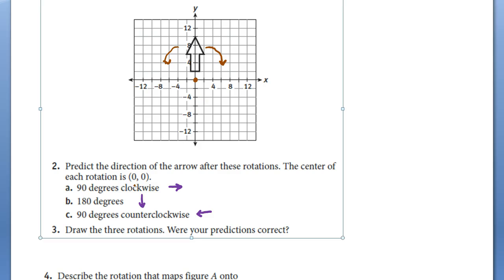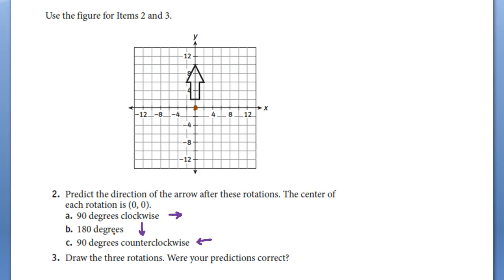So if we go 90 degrees clockwise, I think it will point to the right. If we rotate 180 degrees, so take that arrow and turn it 180 degrees, I think it's going to point down. And if we go 90 degrees counterclockwise, I think it's going to point to the left. Now, number 3 says to draw these rotations up on the grid to see if we were correct. Let's start with question A, a 90 degrees clockwise rotation around the point 0, 0.